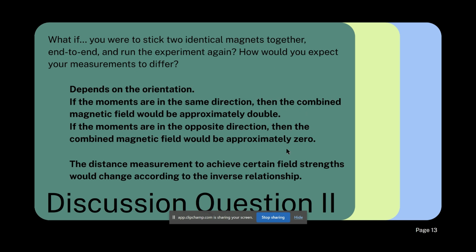If you stuck two identical magnets together and ran the experiment, it depends on the orientation. If the moments are in the same direction, then superposition dictates that the combined magnetic field will be approximately double. And if they're in opposite directions, then superposition says that they will be approximately zero. The distance measurements to achieve certain field strengths will then change according to the same relationship, except that they will be double in magnitude or about zero.